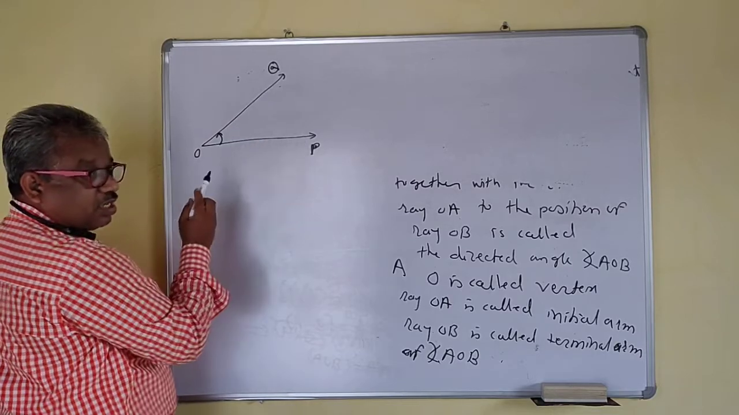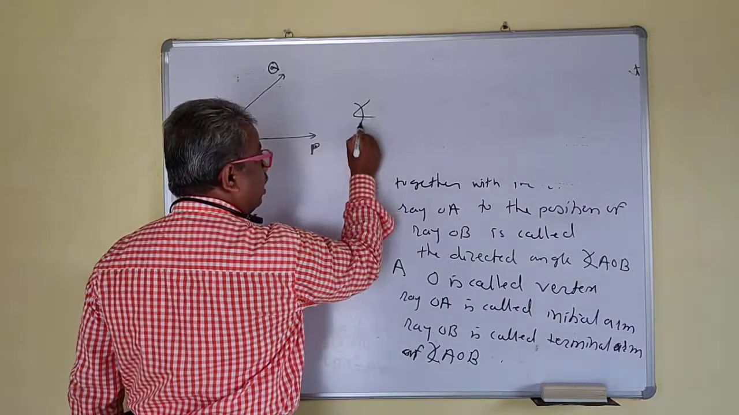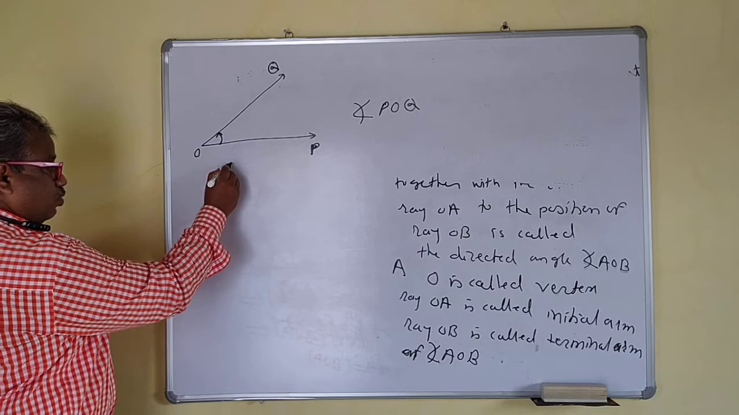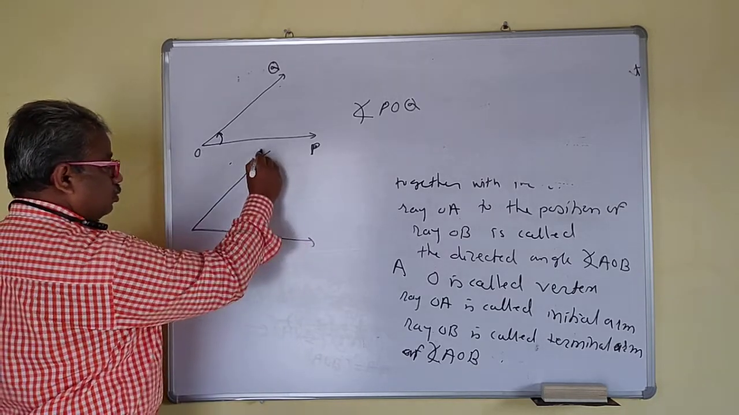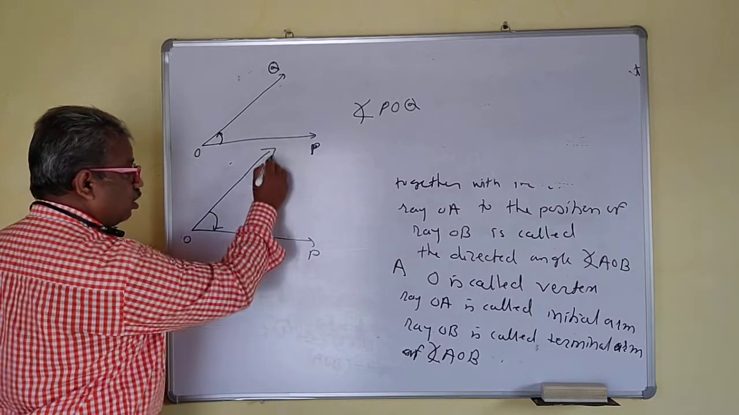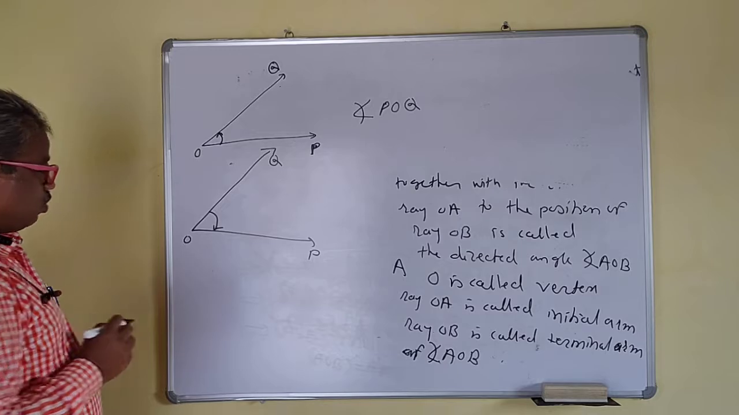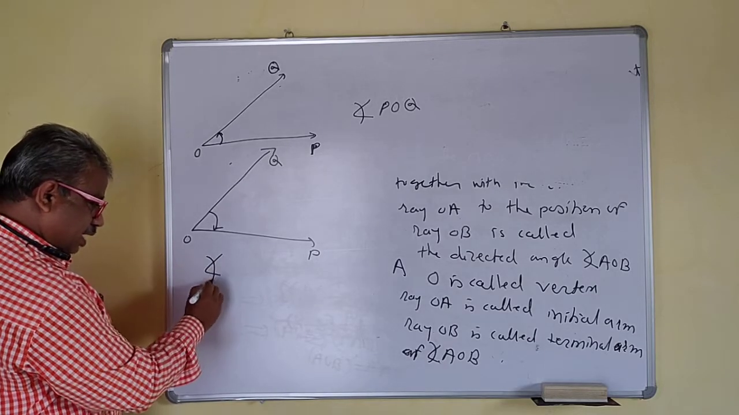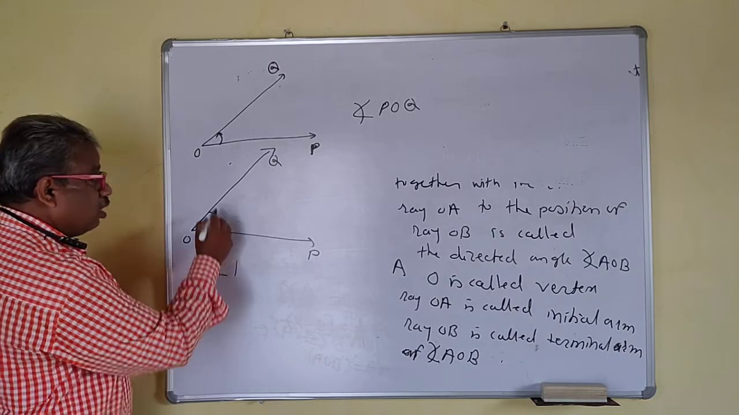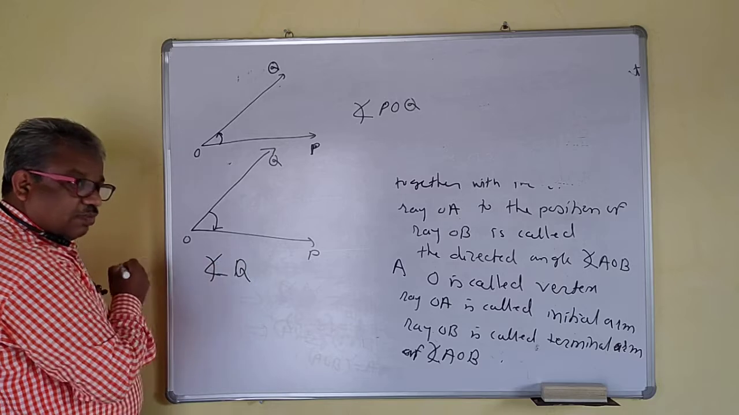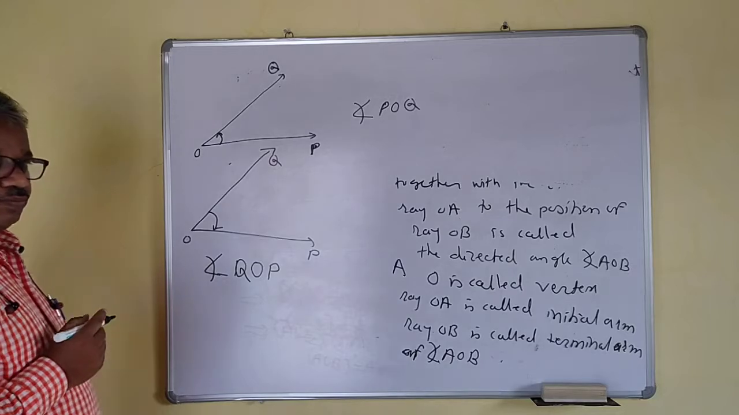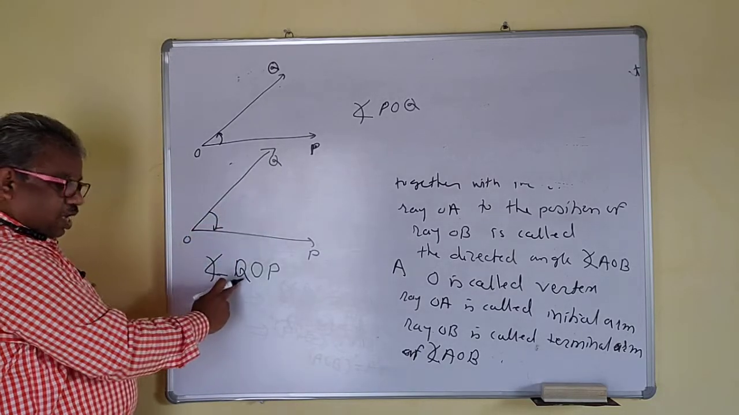That means this is your initial arm. So we can denote this angle as POQ. Now suppose we draw this as OPQ. How can we write this directed angle, the symbolic representation? Your initial arm is OQ, and your terminal arm is OP. So this angle is denoted by QOP.